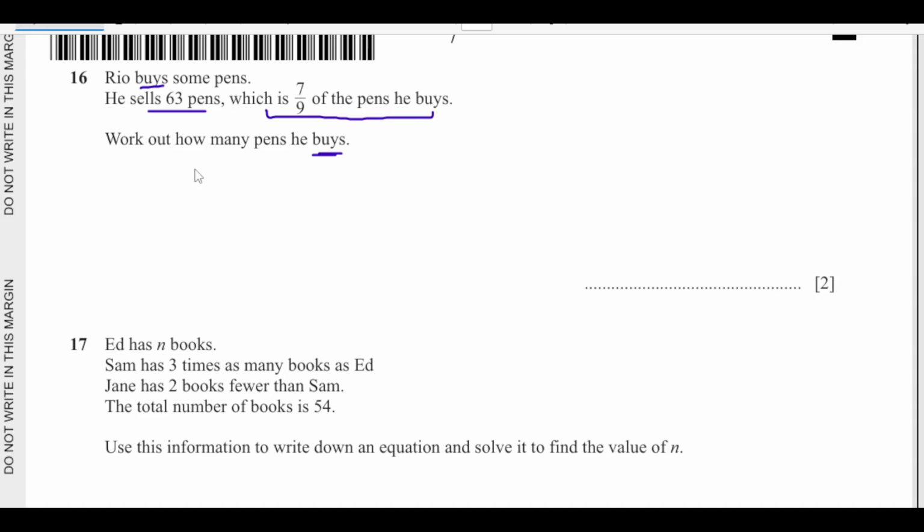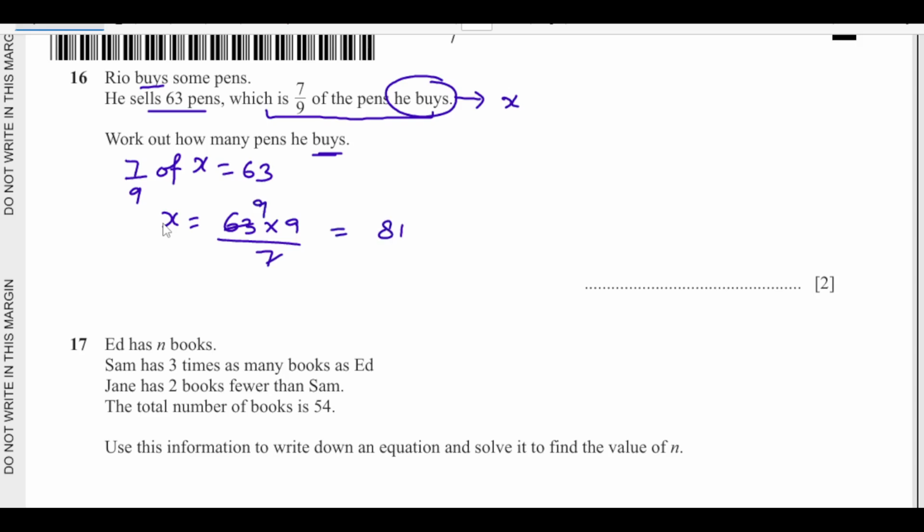So he buys the 7 by 9. This 63 he sells, which is 7 by 9 of what he buys. So let's say the number of pens he buys is x. Then 7 by 9 of x is equal to 63. So x is going to be 63 times 9 over 7. 7 times 9, so 9 times 9 is 81. So 81 is the final answer, right?